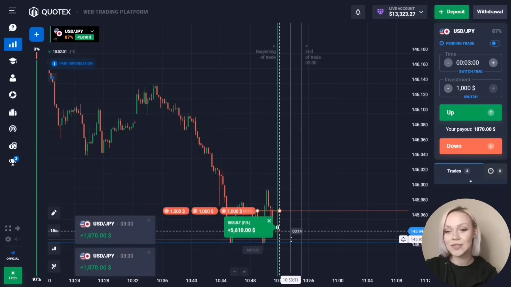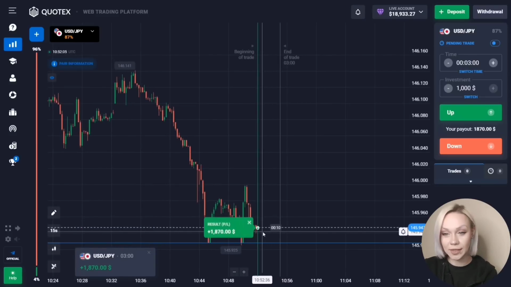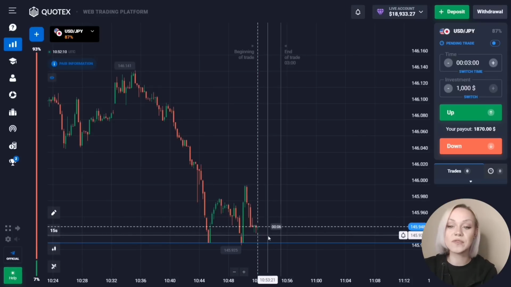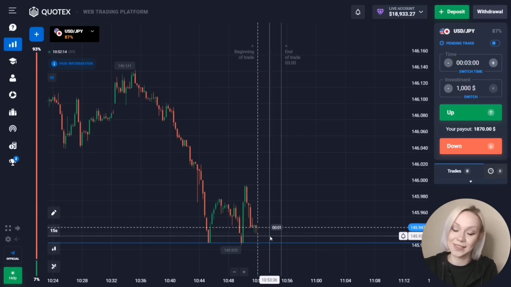Excellent. As you can see, the price continued to move towards the level. There was also an upward impulse from the level, but after that, the price still continued to move down and we made a profit. We still managed to make money in this case.